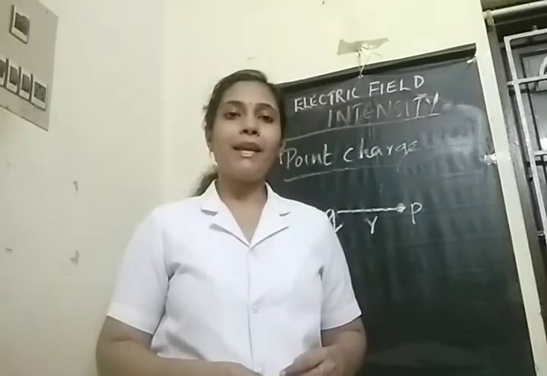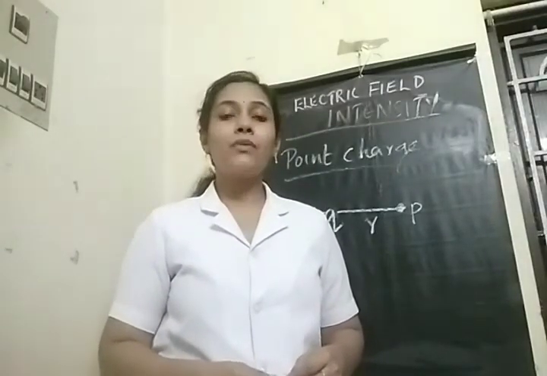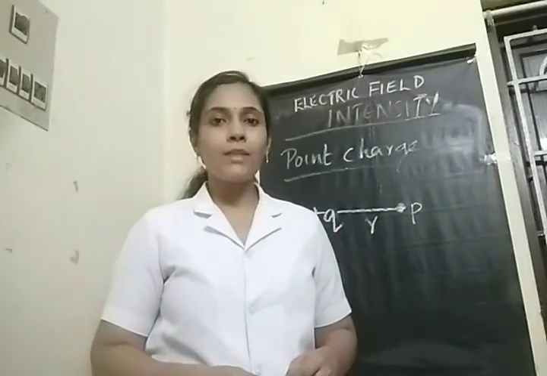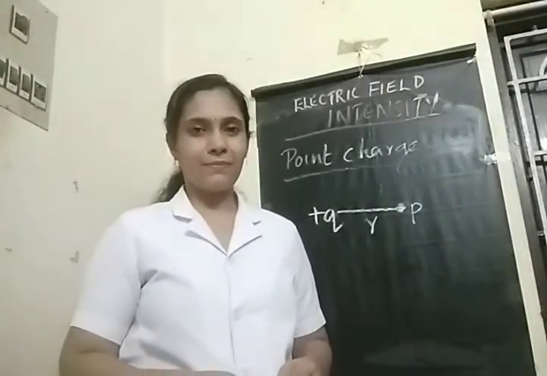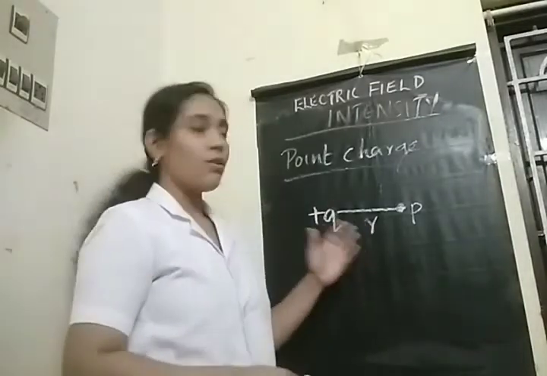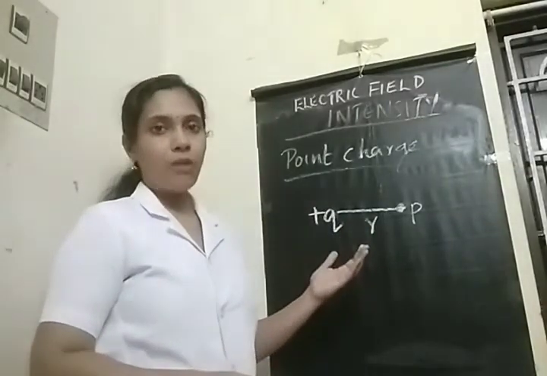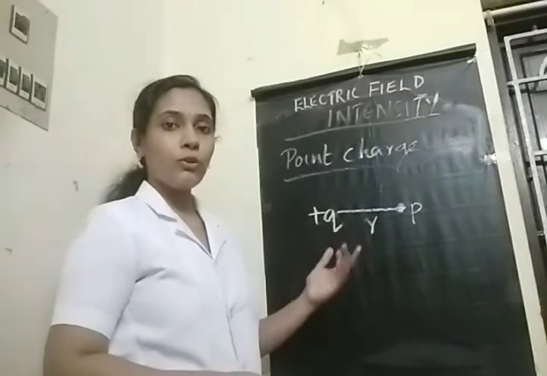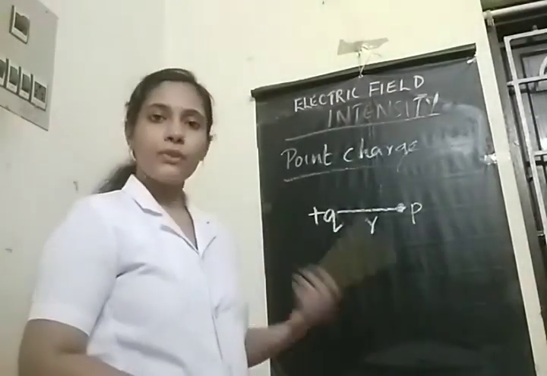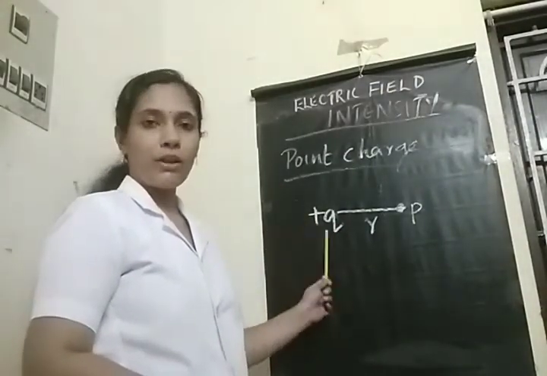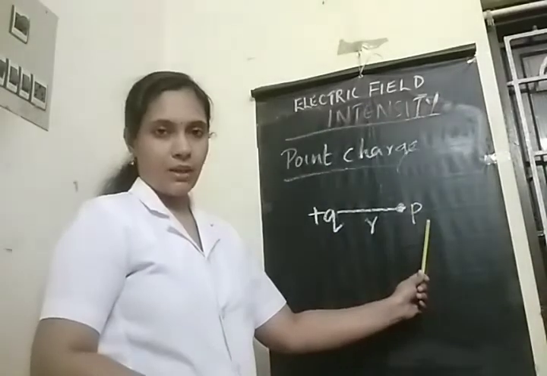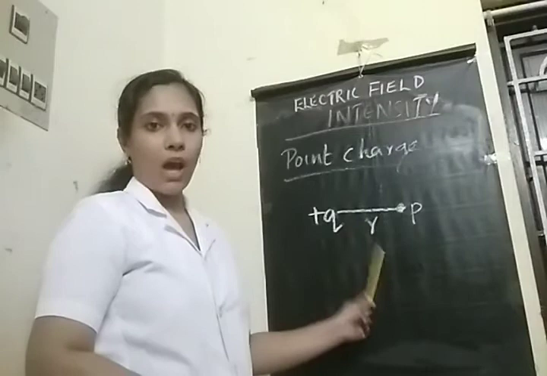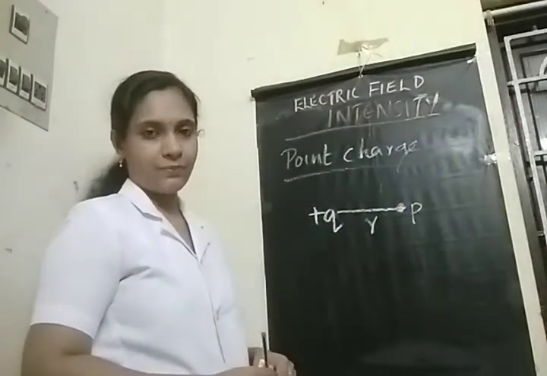So what do you mean by electric field intensity? Electric field intensity helps us to determine the strength of electric field at a point. Okay, so here first let's discuss the electric field intensity due to a point charge. For that we must consider a point charge +Q here. Consider a point P which is at a distance of r from the +Q charge.